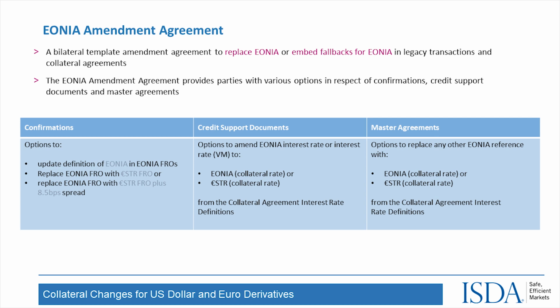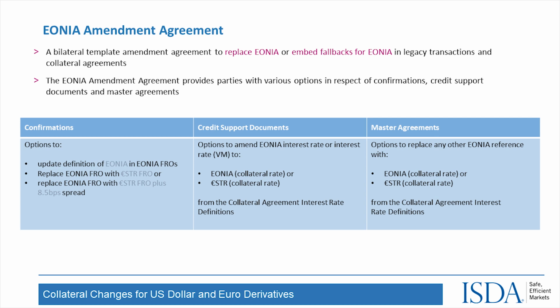Alternatively, they could replace the IONIA floating rate option with the ISDA floating rate option. That's the Euro-USTR compound floating rate option, which was published in Supplement 59 to the 2006 definitions last year. And finally, they could choose to replace the IONIA floating rate option with the ISDA floating rate option, but to add on an 8.5 basis point spread to maintain economic equivalence with the IONIA floating rate option that is being replaced.